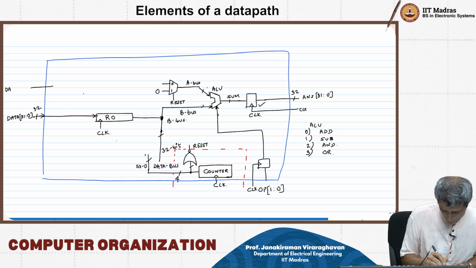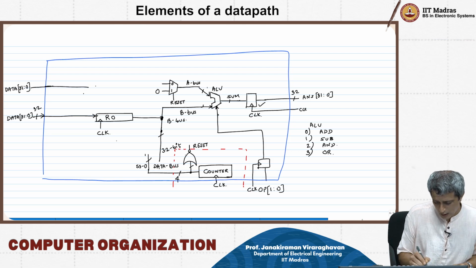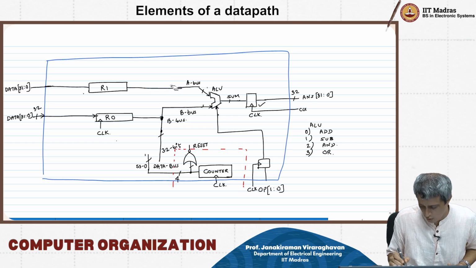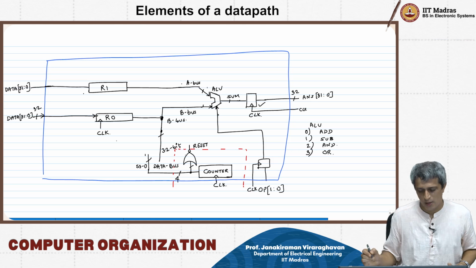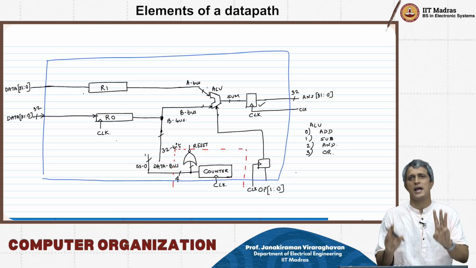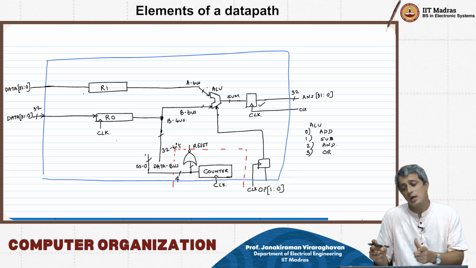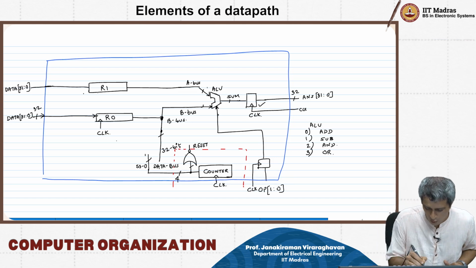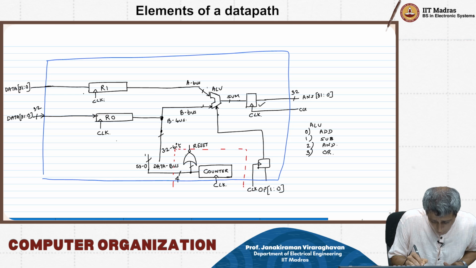data bus which is 31 down to 0, right, and I am going to fix another register R1 out here. So now I don't need all of this. I am going to say this is going into the A bus. I have 2 registers. In fact, now in this system I have 3 registers, R0, R1 and the answer register which is at the output, right, and all of these are going to be controlled by the clock.